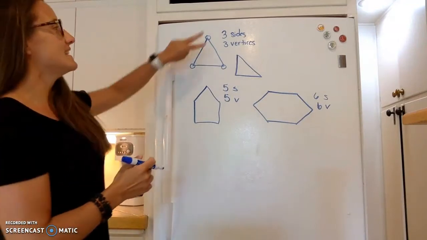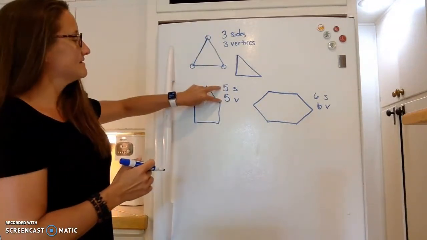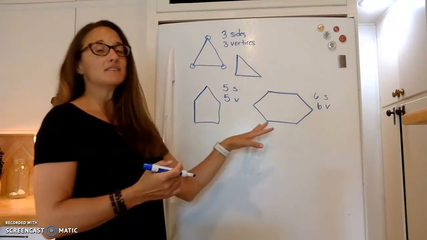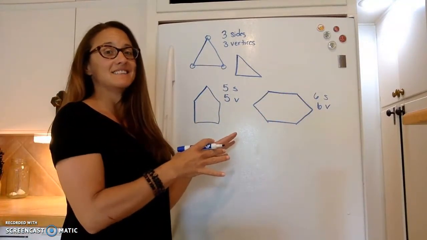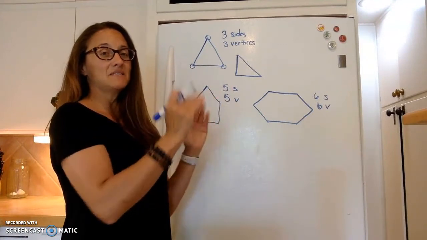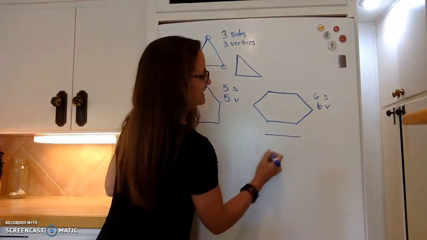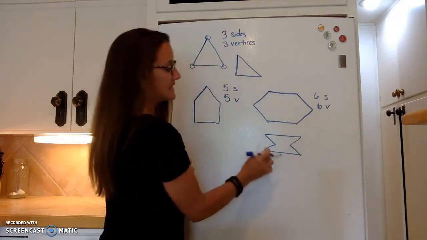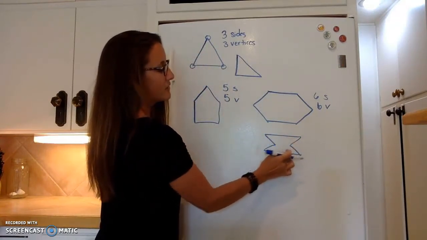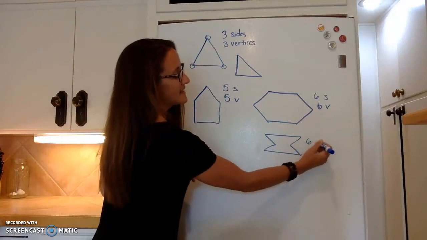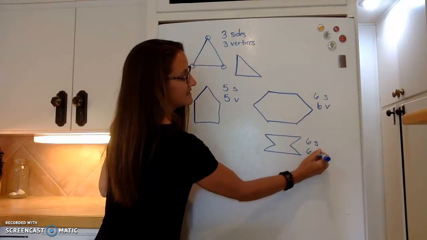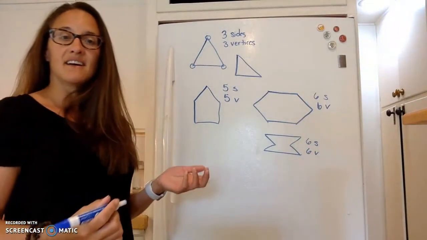Are you noticing that these are always the same? That might be something to be aware of. This shape also can look a lot of different ways. You might see it going in and out. Let's see, I think one I saw in Hadley's math this week actually went like this. But because it still has 1, 2, 3, 4, 5, 6 sides and 1, 2, 3, 4, 5, 6 vertices, it is still a hexagon.